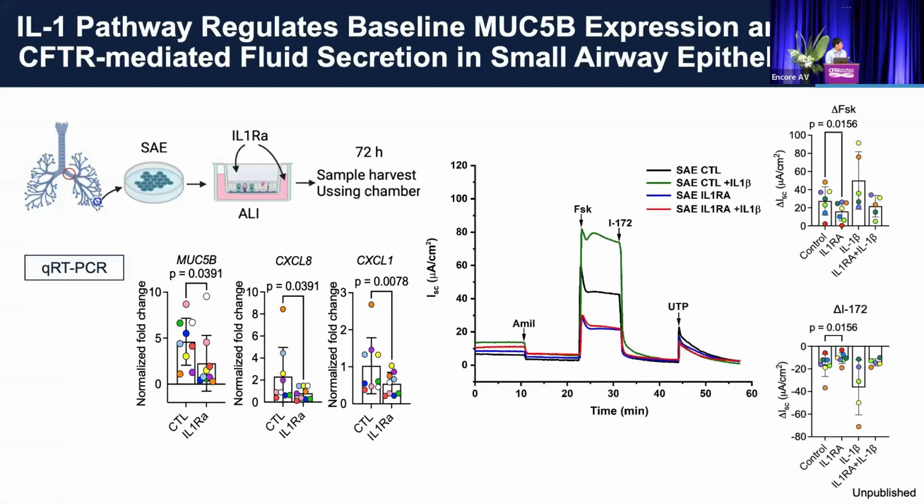And more importantly, when we add IL-1 receptor antagonist to the small airway cell cultures, the CFTR function is reduced to almost half. In contrast, when we add IL-1 beta to the cultures, the CFTR function is increased, but this increase is also offset by IL-1 receptor antagonist. So this suggests the IL-1 pathway at least partially regulates baseline CFTR function. But even if we block this IL-1 receptor, CFTR function still remains, so maybe other pathways are also contributing to baseline CFTR function.